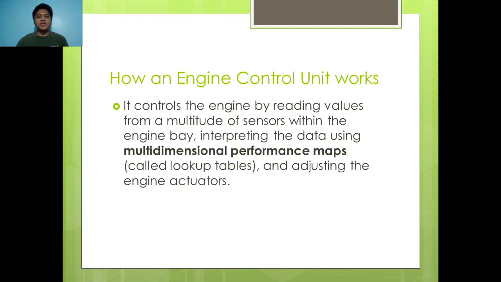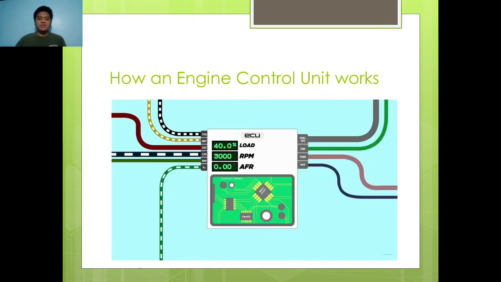How an engine control unit works. It controls the engine by reading values from a multitude of sensors within the engine bay, interpreting the data using multi-dimensional performance maps, called lookup tables, and adjusting the engine actuators. So, this is an example showing that the mass airflow sensor and the throttle position sensor are telling the ECU that the engine is at 40% engine load, and the crank position sensor is telling the ECU that your engine speed is at 3000 RPM.